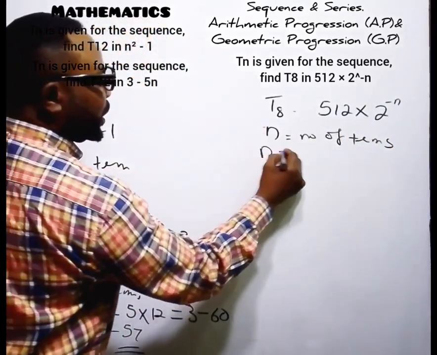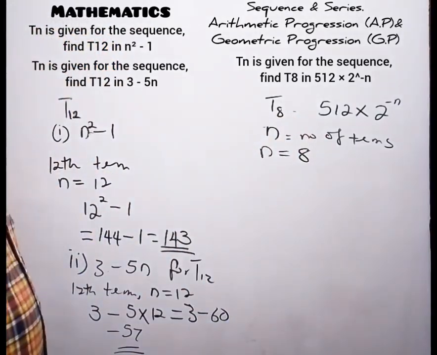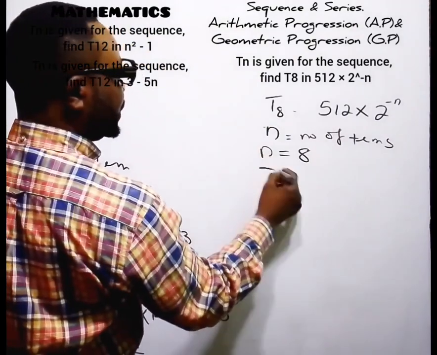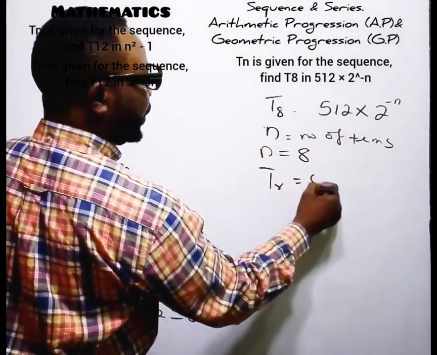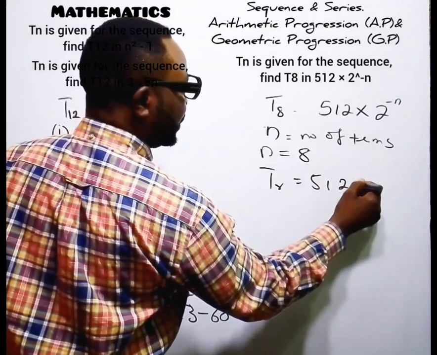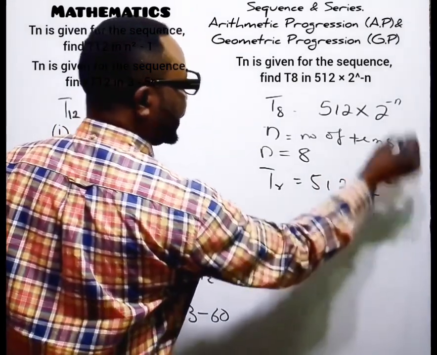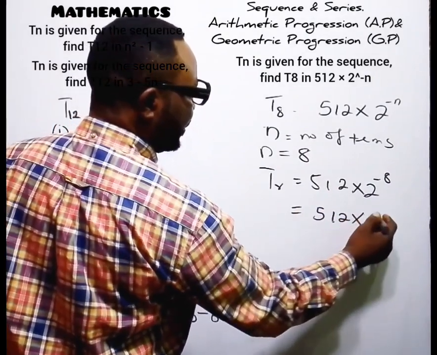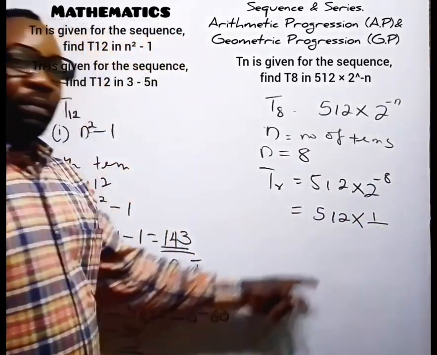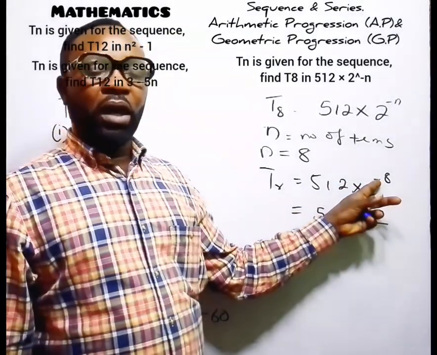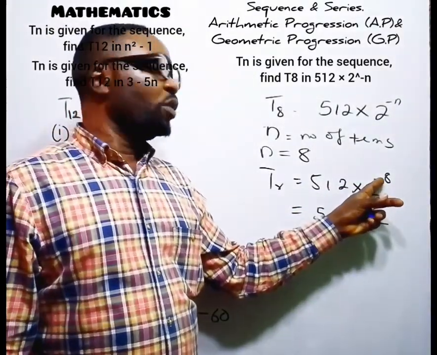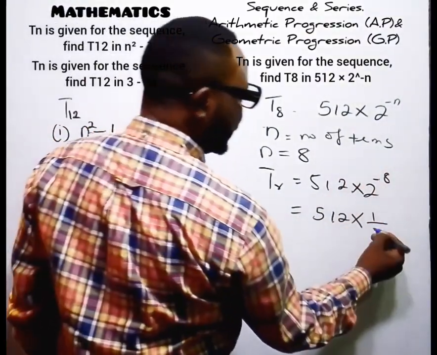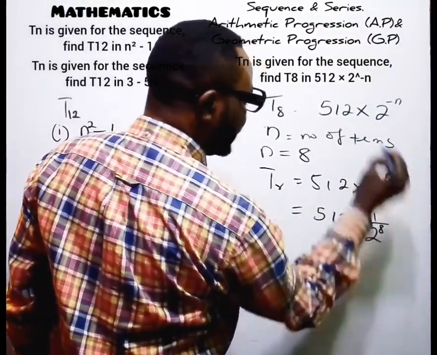So, the number of terms here is equal to 8. Wherever you see n here, you put 8 there. So, we are going to have T8, which is equal to 512 multiplied by 2 raised to the power of minus 8. Don't forget, I have earlier told you that when you have a negative value at the power level, it turns into a reciprocal of that particular term, 2 raised to the power of 8.